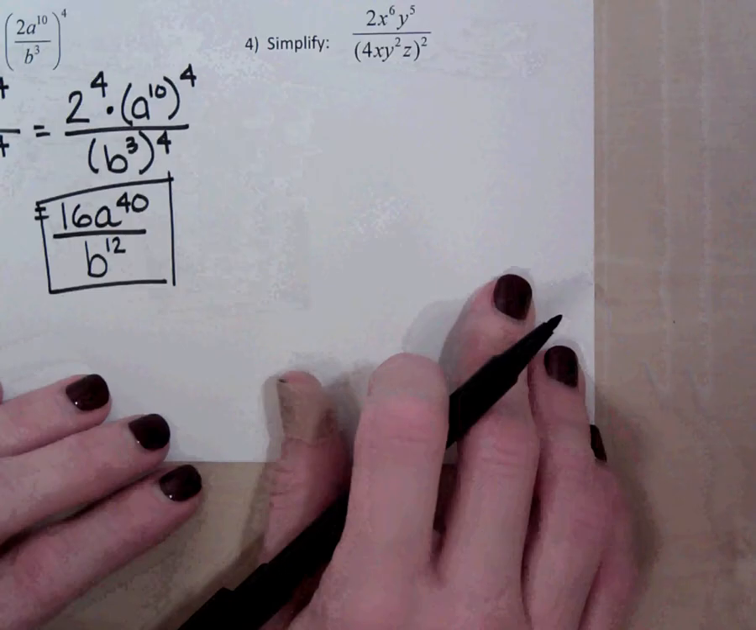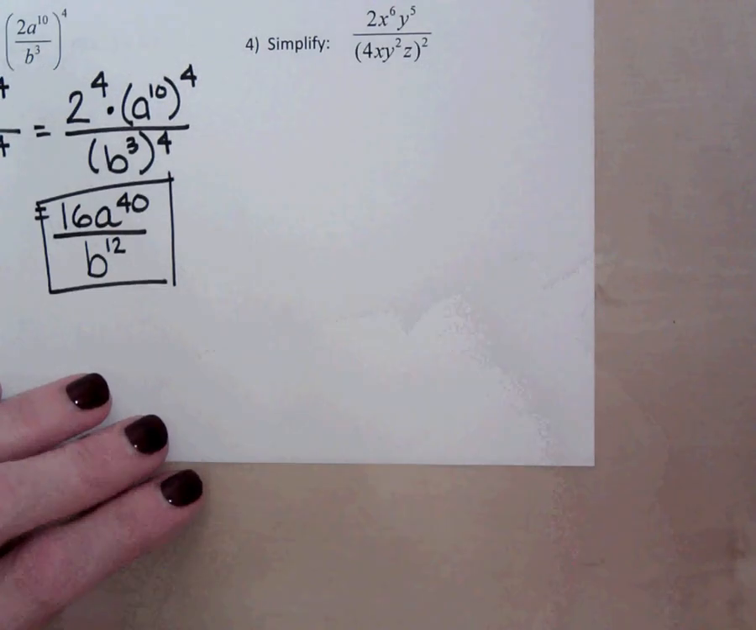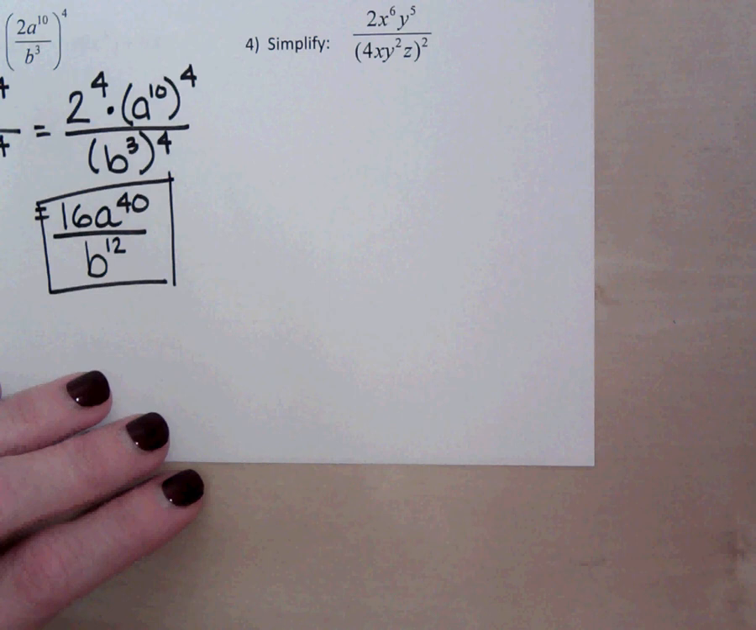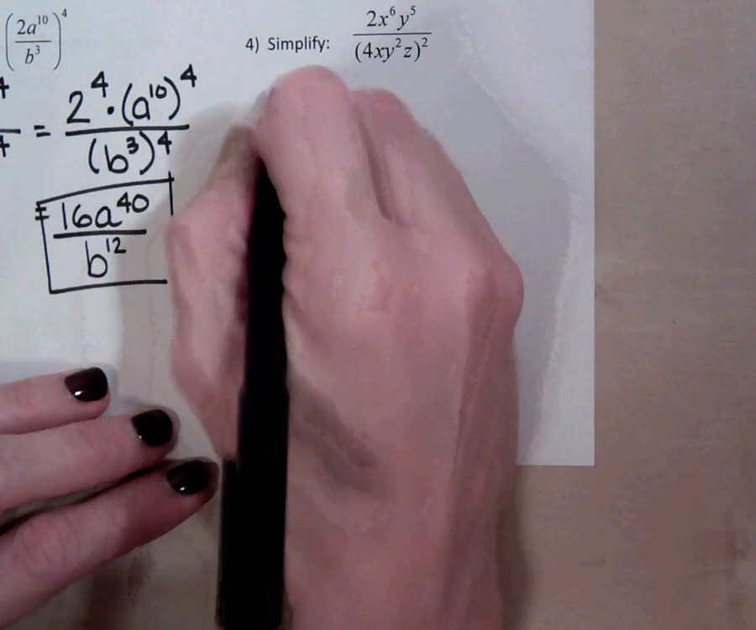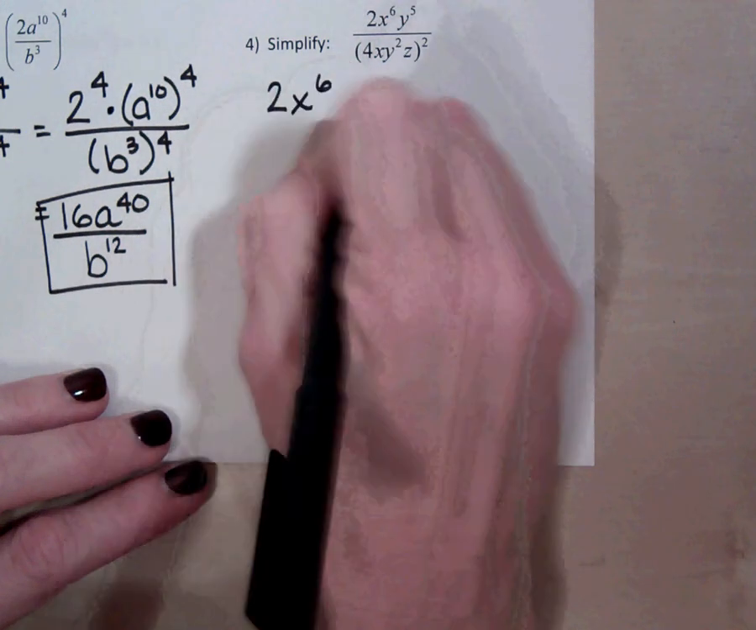And let's look at number 4. Alright, now my denominator is being squared, but not the numerator. So I have to work with the denominator in this case first. So my numerator is going to stay the same.